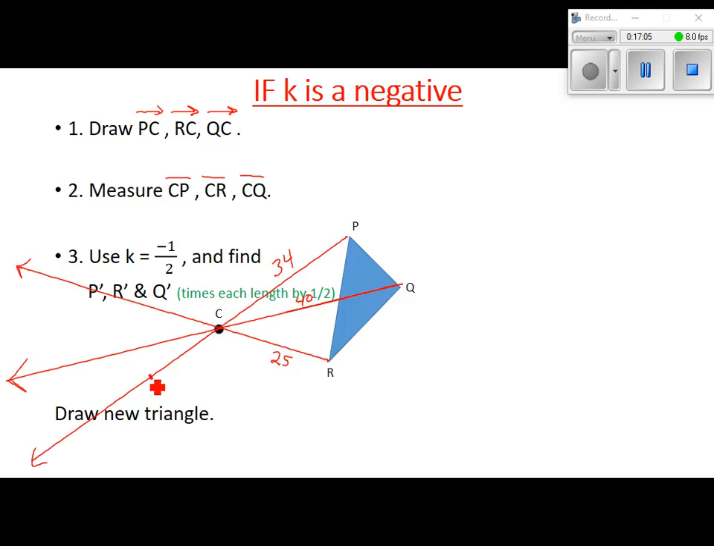So how do you find it? Take whatever the measurement from C to P is, and we just want half of it. So 1/2 times that number. And this is going to be P prime.